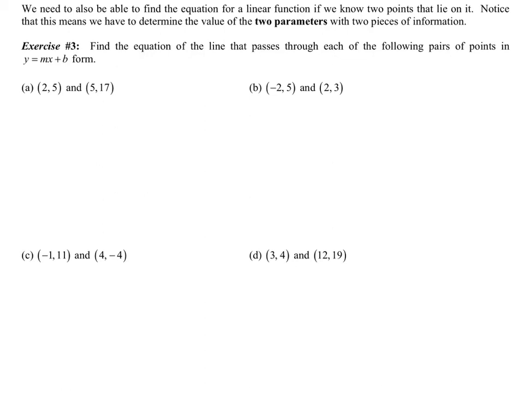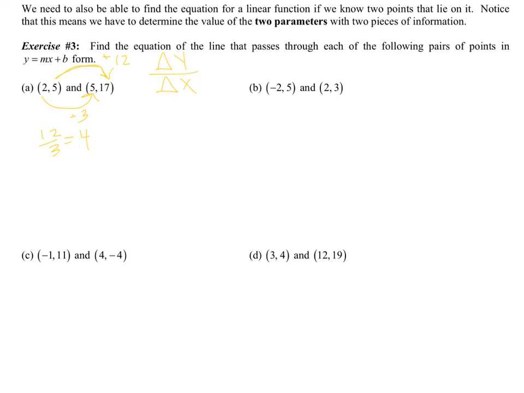We also need to be able to find the equation for a linear equation if we know 2 points that lie on it. So we have 2 points. We first need to find the slope. Remember, slope is change in y over change in x. So we're going to go from y to y, then from x to x. So from y to y, 5 to 17, you go to the right 12 places. And from 2 to 5, you go to the right 3 places. So 12 over 3 equals 4. So our m is 4, our slope is 4.